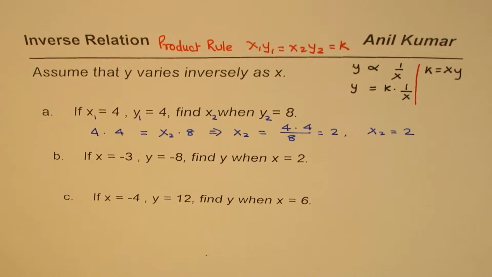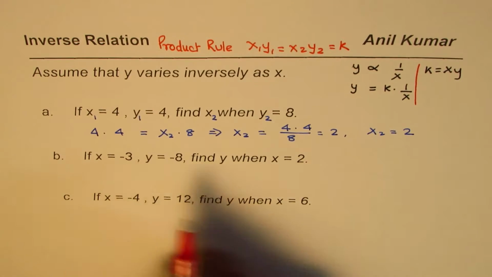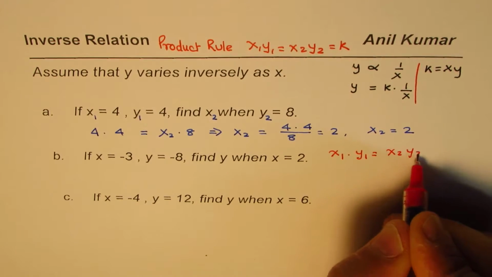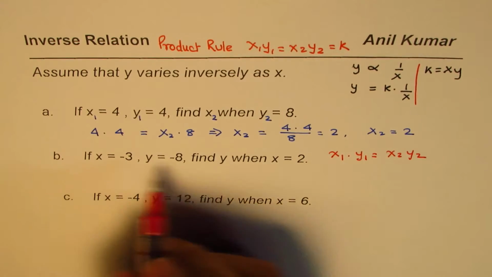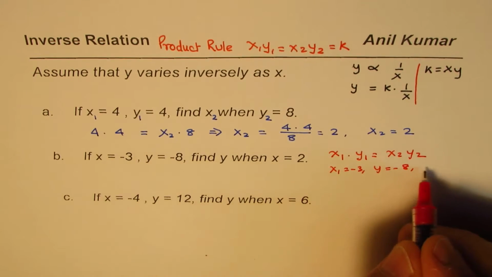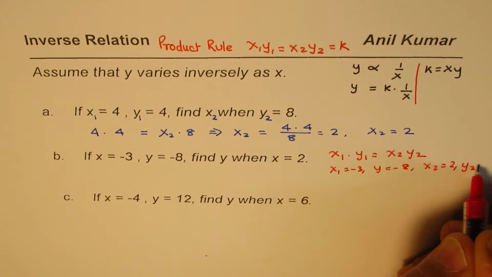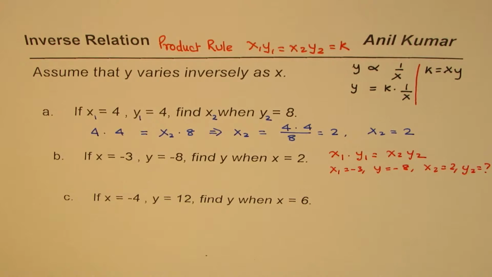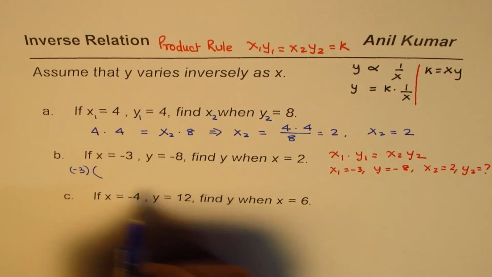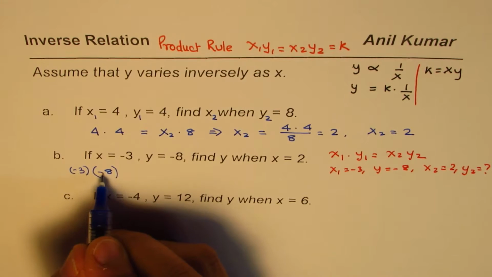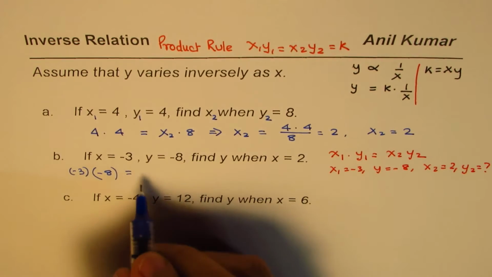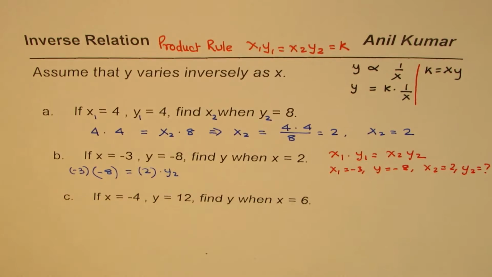This time what we will do is we'll write it in more steps. We have x1 in this case. We'll use the formula x1 y1 equals x2 y2. That's the formula and that's the product rule. We are given x1 as equal to minus 3, y1 equals minus 8, and x2 is given to us as 2. We need to find what y2 is, correct? So that is the question for us. So let's plug in these values. So x1 is minus 3, so I'm writing minus 3 times y1 is minus 8, minus 8. So their product is how much? Plus 24, right? And that should be equal to x2 times y2. x2 is 2. y2 we don't know. We need to find. Is that okay?